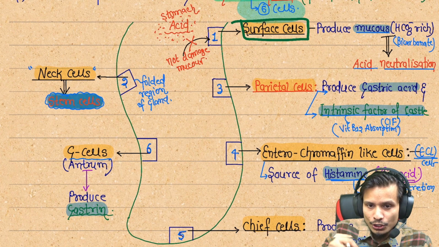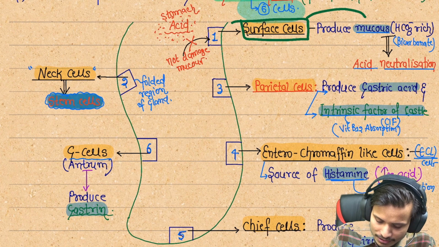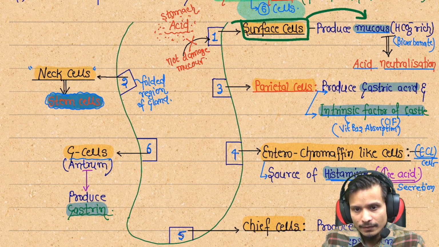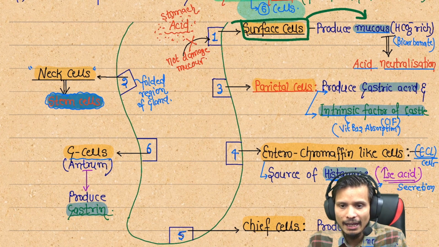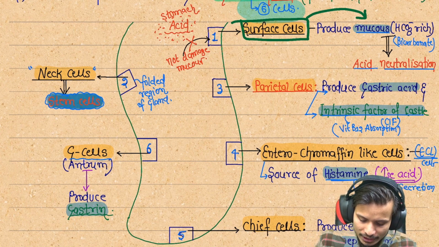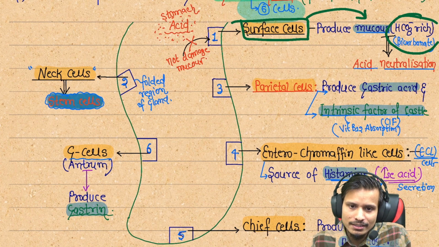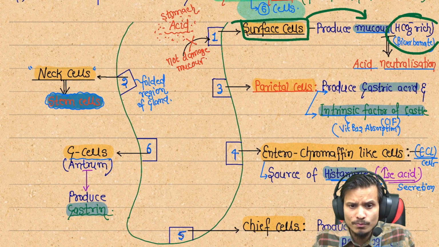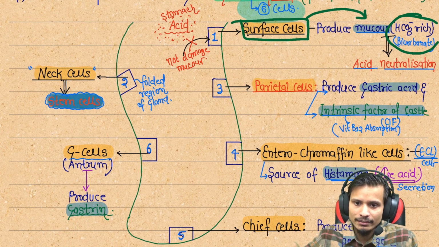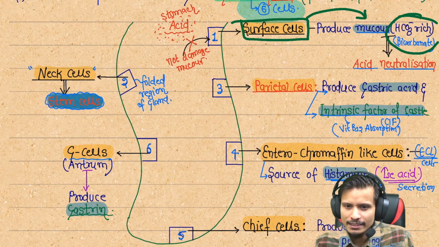The first cell, the surface cell, is going to produce mucus. This mucus is rich in HCO3, that is bicarbonate ions, and they are going to neutralize the acid produced by the gastric gland cells in our GIT. So the main role of the surface cell is to produce mucus and neutralize the acid.